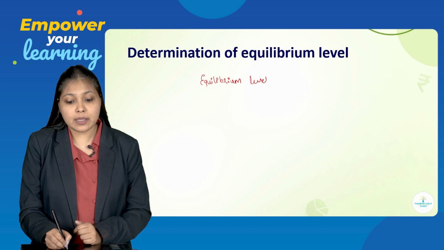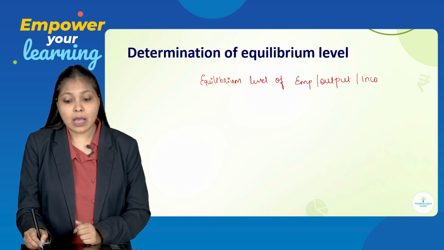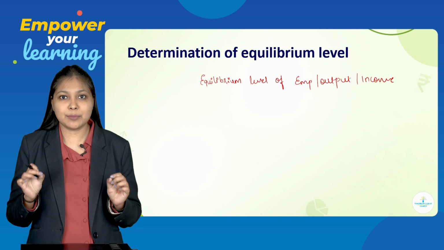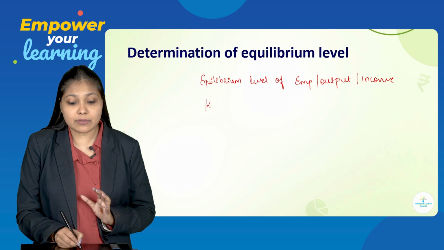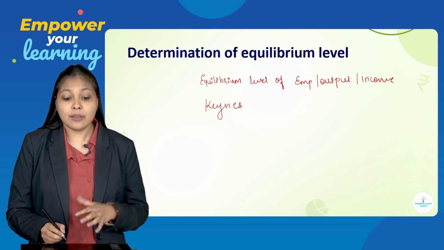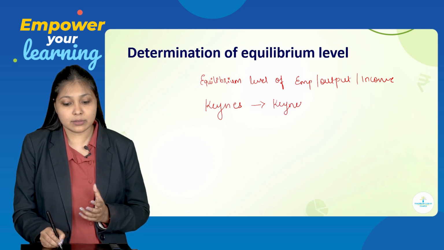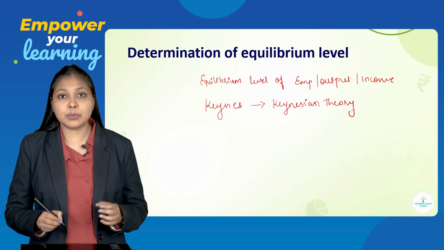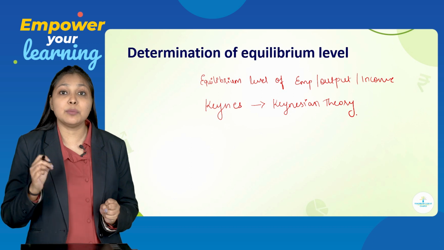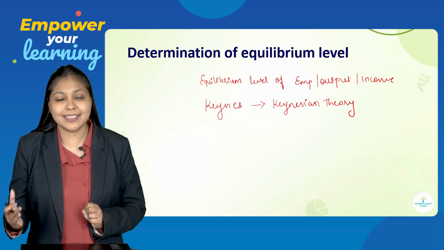of employment, output and income. How are we going to determine the equilibrium level of all of these things? And understand that the entire concept is given to us by Keynes. We also call these concepts as Keynesian theory. Very important, we all should know the entire concept of equilibrium level has been given by Keynes, and that is why we also call this theory as the Keynesian theory.